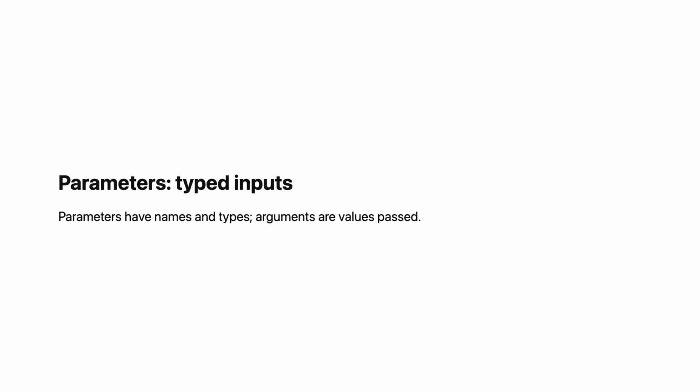A function can produce a result. This is the return value. The return type is declared after the parameters: fun square(n: Int): Int. Inside the function, use return to send the value back: return n * n. When a function returns a value, you can use it in expressions: val result = square(5).